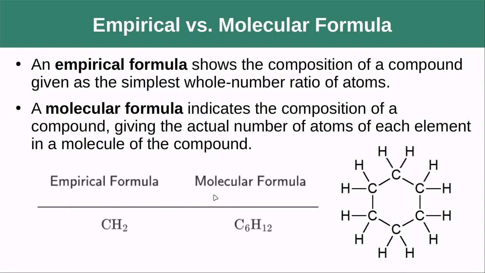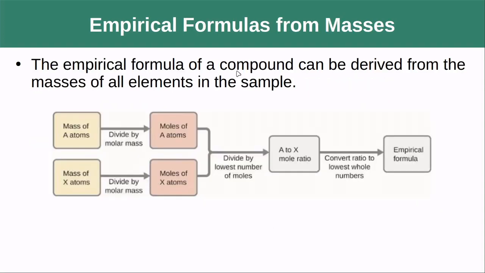With a little bit of additional information, we're going to be able to figure out the molecular formula from the empirical formula. So let's talk about how we're going to do that. The empirical formula of a compound can be derived from the masses of all the elements in the compound. So the same kind of mass information we got in order to calculate the percent composition.